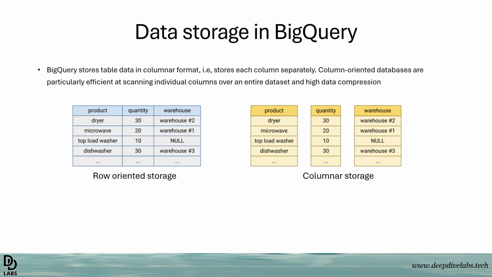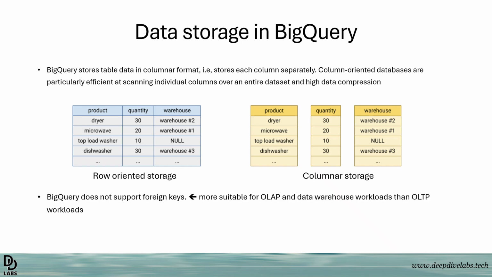So it is so that all of the columns are stored at the same location, co-located, right, in the same location. BigQuery does not support foreign keys, so this is also a concept of NoSQL databases. So it's more suitable for OLAP and data warehouse workloads than your OLTP kind of workloads.